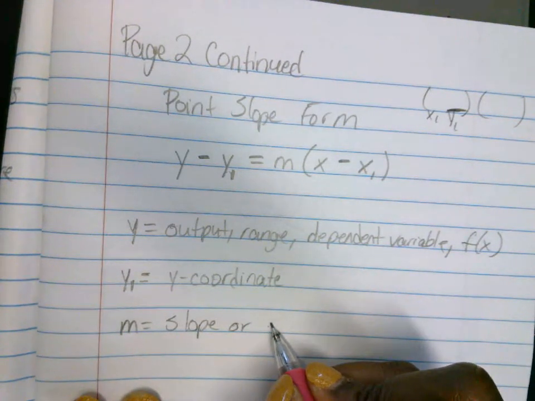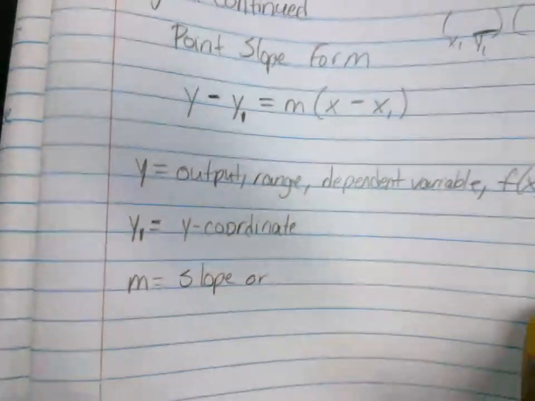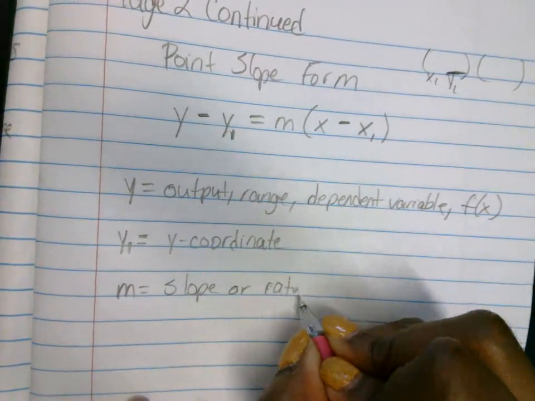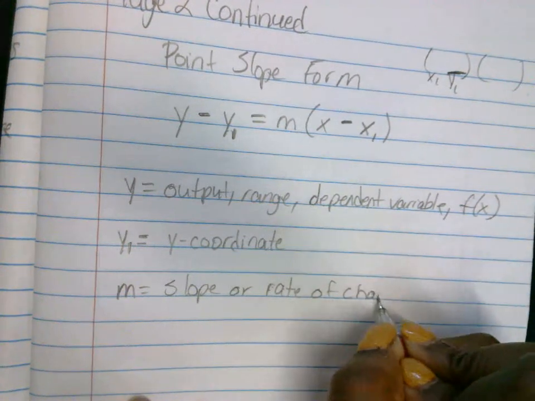What's another word for slope? I keep saying the same. Rate of change. That's why you got to study. You jokers got to study.